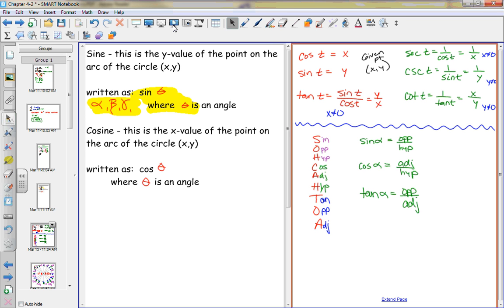Now, if I know cosine, then what do I immediately know? Secant. So if cosine's x, the secant is going to be 1 over cosine, which is going to be 1 over x. If I know sine, I automatically know cosecant, which is going to be 1 over sine, which is going to be 1 over y. If I know tangent, I automatically know cotangent. So if that's sine over cosine, then that's going to be cosine over sine, which is going to be x over y.